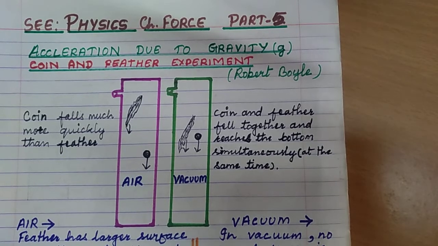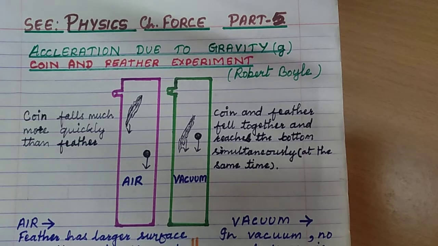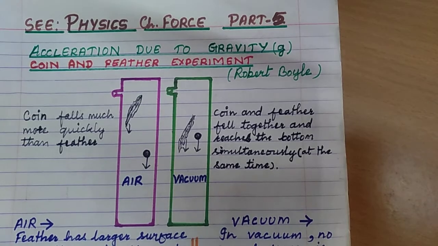This experiment was done by Robert Boyle after Galileo's death, and it is known as the coin and feather experiment. Okay, now in many cases we have seen that lighter bodies fall downward slower than heavier objects. We are going to understand this phenomenon.